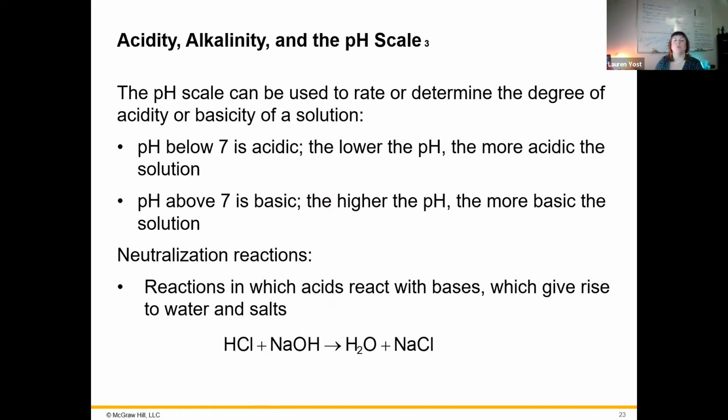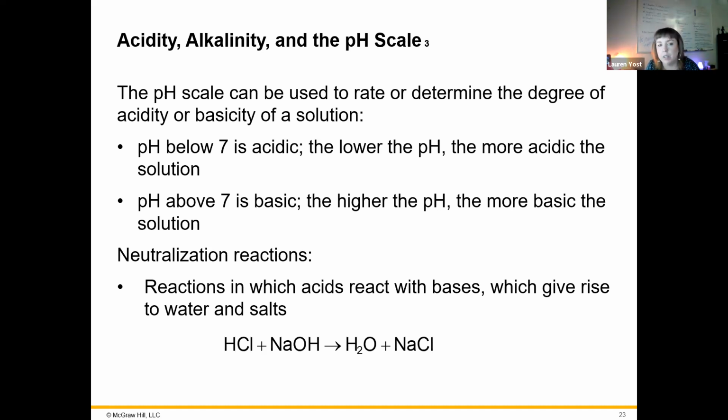So the pH scale is used to rate or determine the degree of acidity or basicity. That's a weird word that I don't know if I like. Alkalinity is probably better. Acidity or alkalinity, which is the same thing as basic, right? So 7 is our neutral point. That's water, with plain equal amounts of H plus and OH negative. So equal amounts of hydrogen ions and hydroxyl ions. That's a pH of 7. Anything below a pH of 7 is acidic.